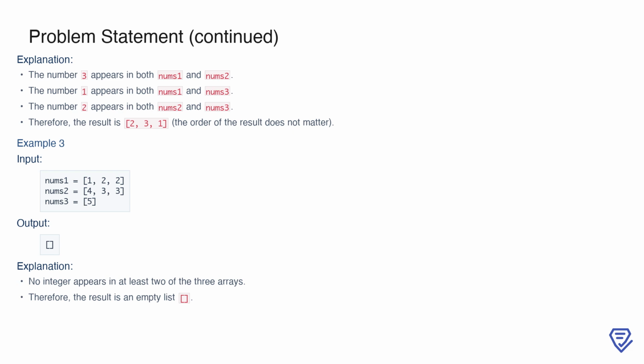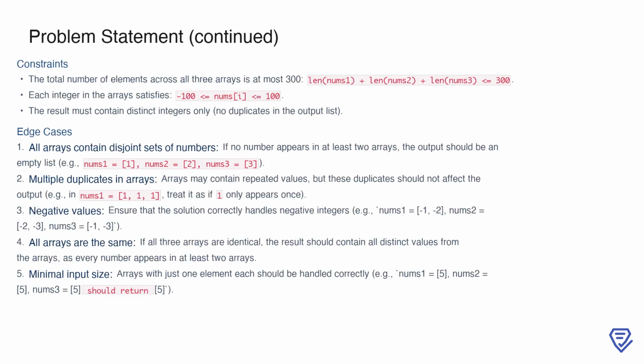Finally, in the third example, nums1 is 1, 2, 2, nums2 is 4, 3, 3, and nums3 is 5. The output is an empty list, because no integer appears in at least 2 arrays. In this case, there are no overlaps between the arrays, so the result is simply an empty list. Let's now consider the constraints and edge cases to make sure we fully understand the problem.